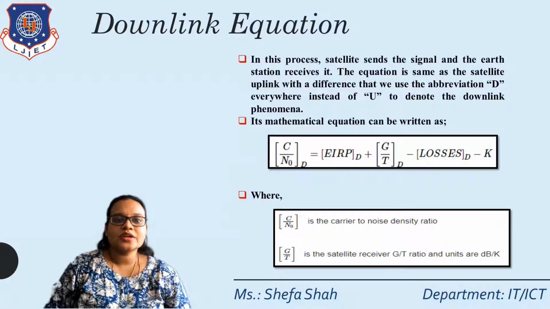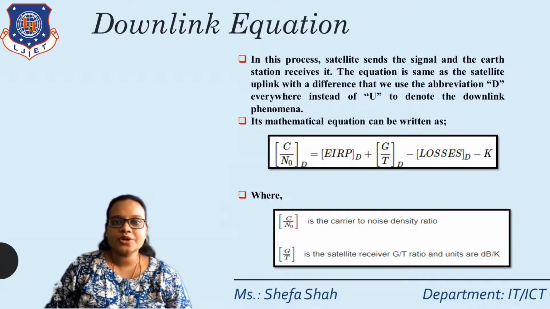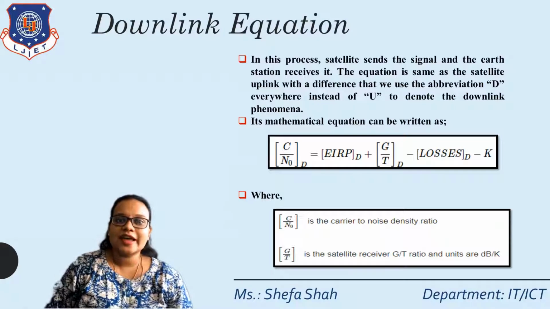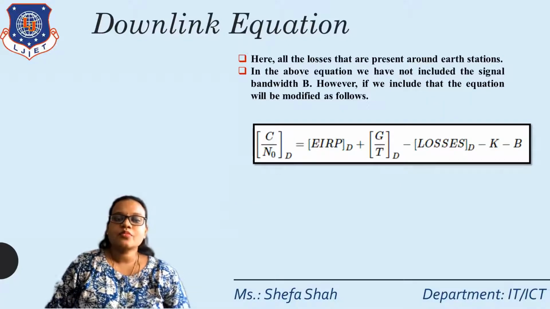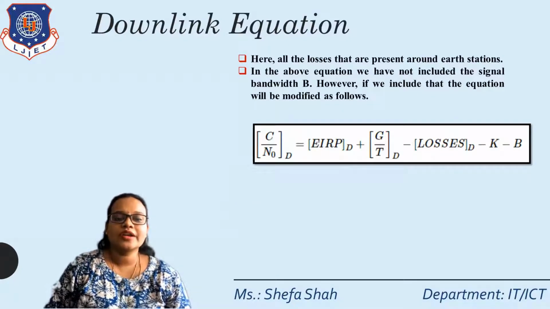As you can see on the screen, the final equation we get is C by N0, the carrier to noise density ratio at downlink, which is equal to EIRP at downlink plus G by T of downlink minus losses at downlink and minus K. And if we consider the carrier to noise ratio, then the bandwidth will be subtracted from this equation. This is how we can calculate the carrier to noise ratio, by subtracting the bandwidth from this equation.